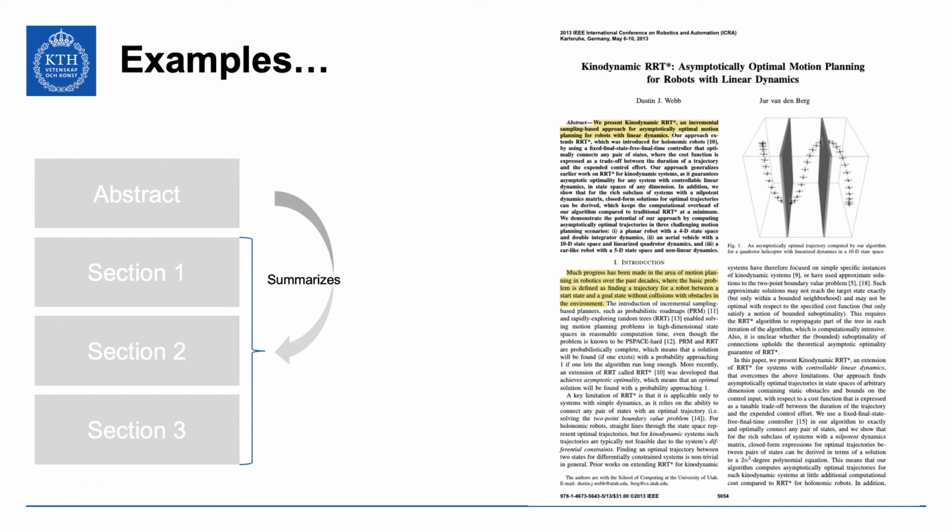So let's look at some examples. Throughout this video, we're going to look at this paper, Kinodynamic RRT Star, Asymptotically Optimal Motion Planning for Robots with Linear Dynamics by Webb and van der Berg. It's a very nice paper, but we're going to look at it from a report writing or paper writing perspective, not go into any technical detail. Obviously, the abstract summarizes the rest of the paper. This is clear to everyone.